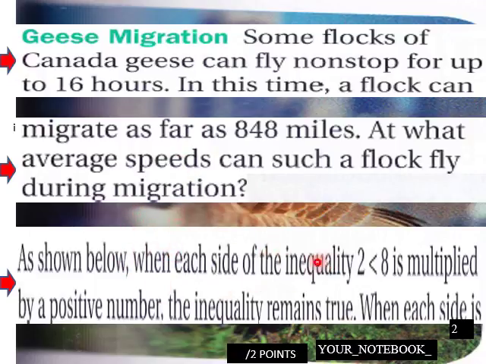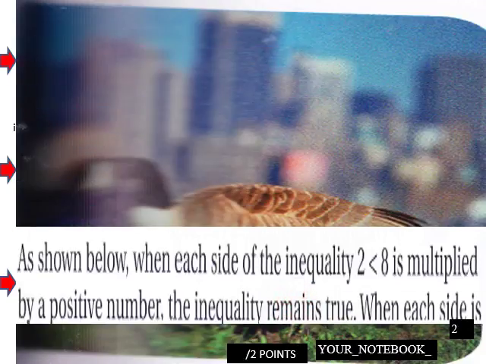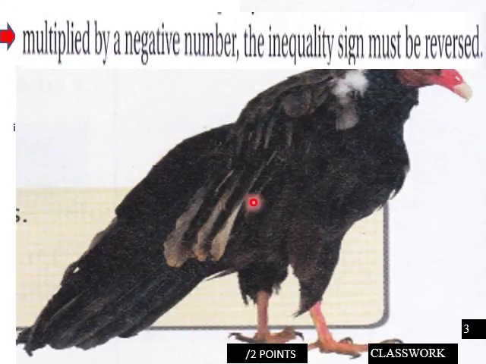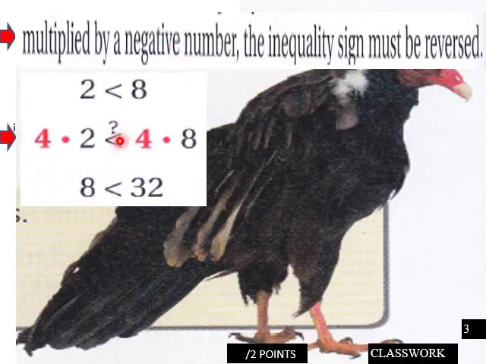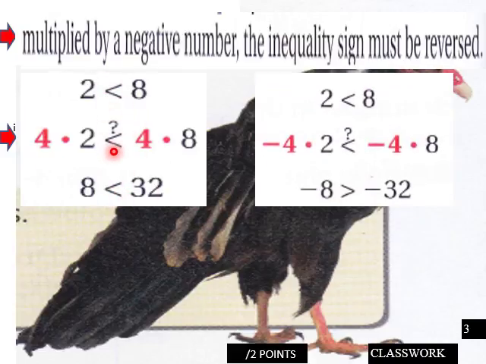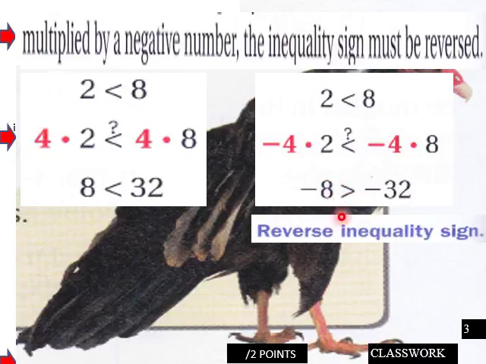So, as shown below, when each side of the inequality 2 less than 8 is multiplied by a positive number, the inequality remains true. When each side is multiplied by a negative number, the inequality sign must be reversed. So 4 times 2 is less than 4 times 8. 8 is less than 32. That's still true. But when you multiply by a negative 4, it changes the direction. Negative 8 is greater than negative 32. When you use a negative instead of a positive, it'll change the direction of your inequality sign.